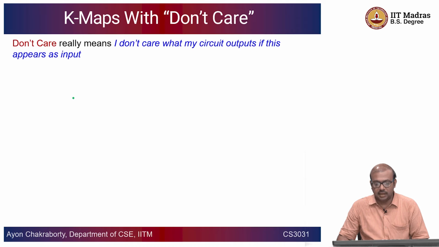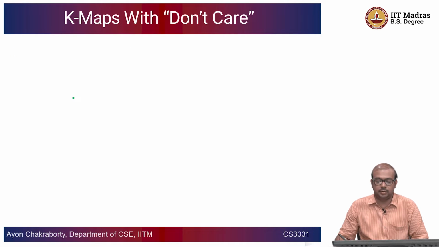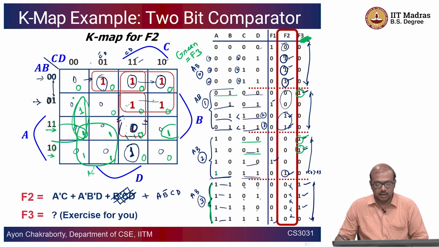So there is another thing which is called the don't care point or the don't care condition, which really means that you don't care about the output of the circuit if a particular input appears. You can see here in some of the cases we were forced to put the output as 0, which could often, for example, hinder the grouping process.